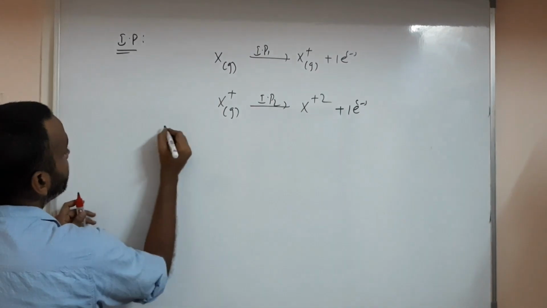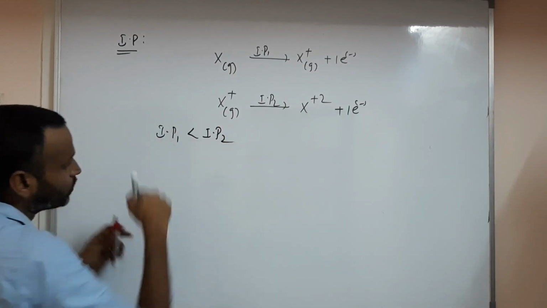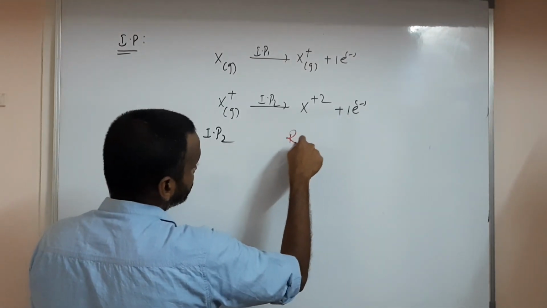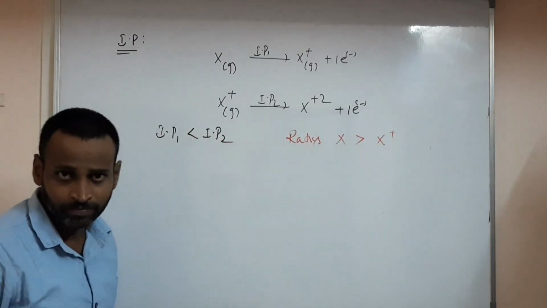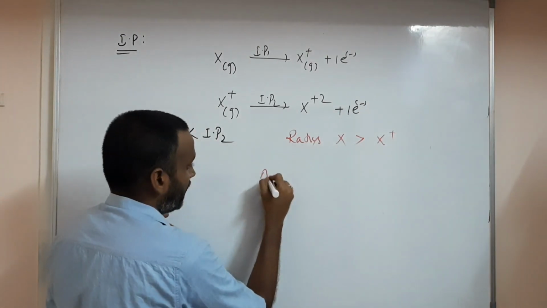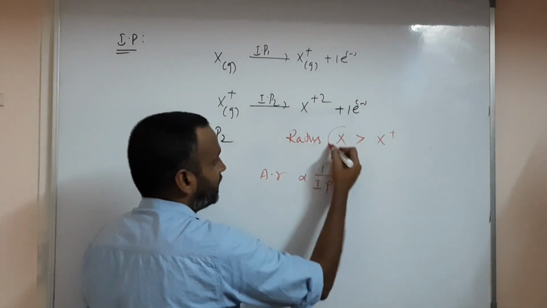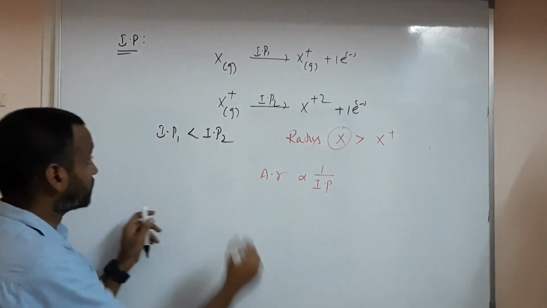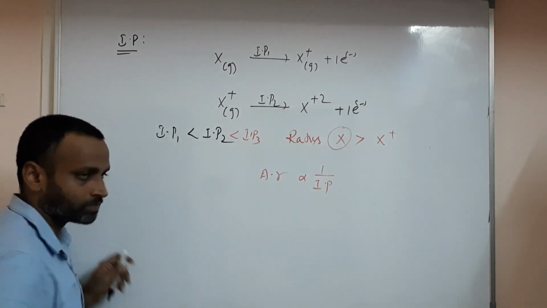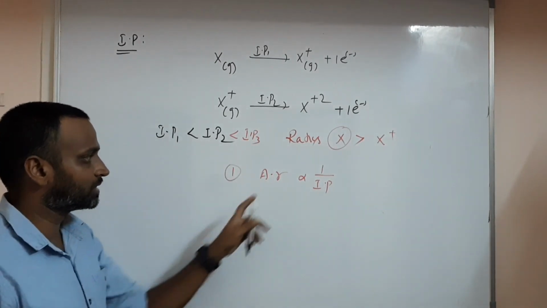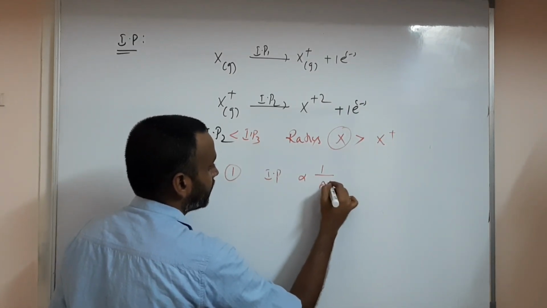So here IP1 is less than IP2. IP2 is big. Why? If you see the radius of X and X+, this X is big. Atomic radius is inversely proportional to ionization potential. X radius is big, so IP is less for X. That's why IP1 is smaller than IP2. In a similar way, if one more is there, IP3. So these are the factors actually. IP is inversely proportional to atomic radius.